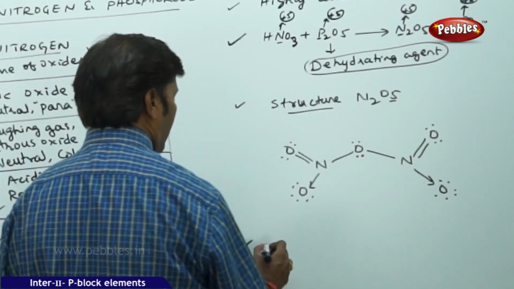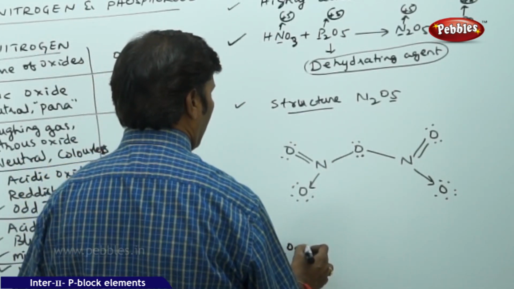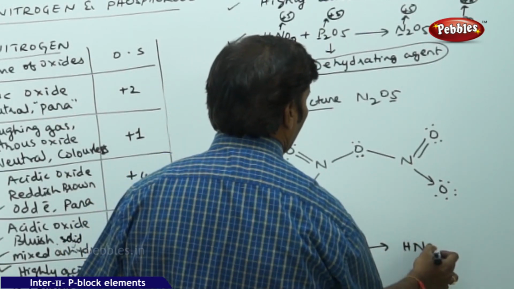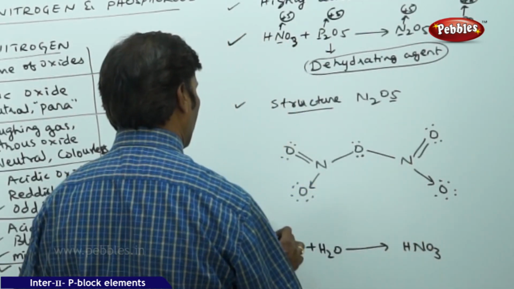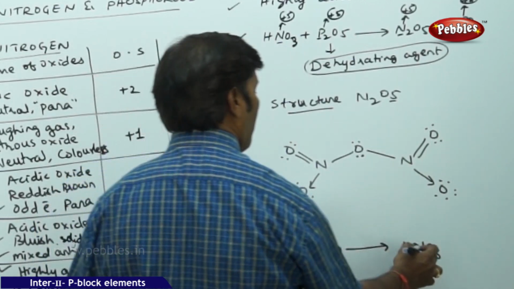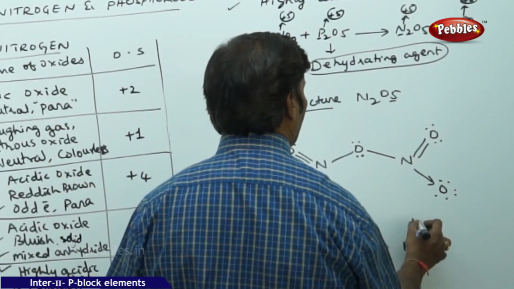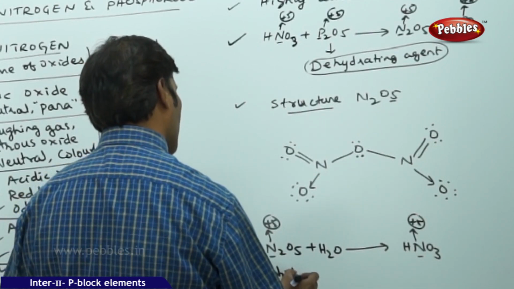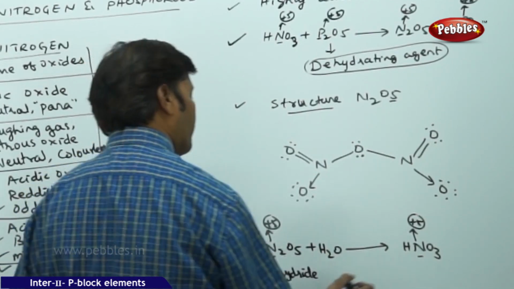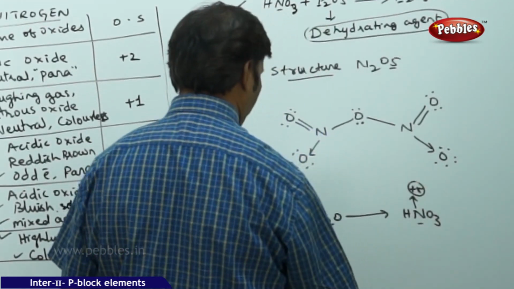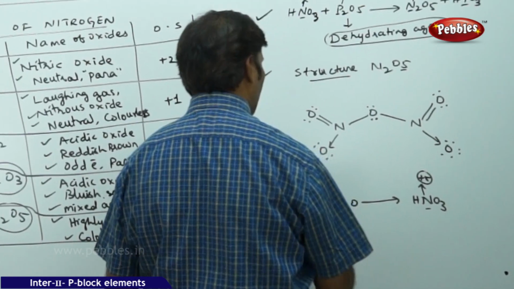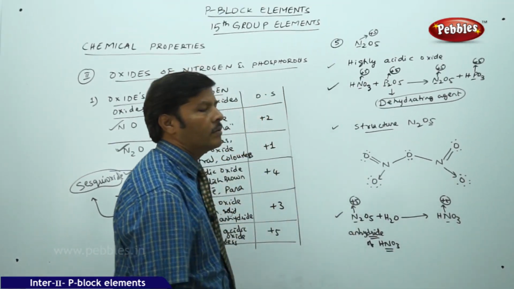And interestingly, again, nitrogen pentoxide, when you are subjecting it to hydrolysis, it gives back the nitric acid. Here the oxidation state of nitrogen in nitrogen pentoxide is +5. Here also the nitrogen oxidation state is +5. So therefore I can say that this is an anhydride of nitric acid, because both have the same oxidation state.